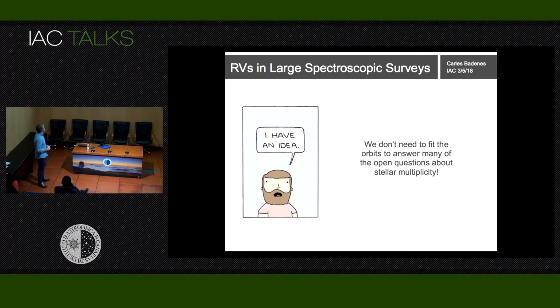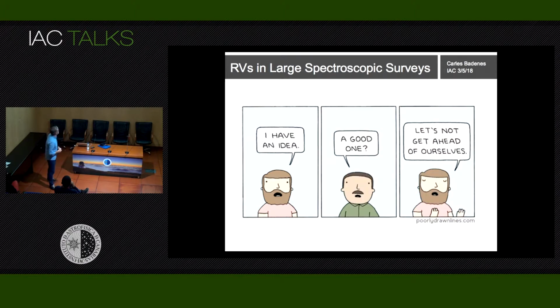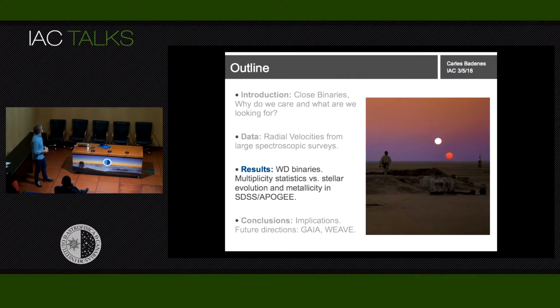And this is where I had an idea. This is me having an idea, and the idea is something that I had in conversations with Dan Maoz in Israel a few years ago. We do not need to fit the orbits to answer many of the open questions about stellar multiplicity. And I'll show you how to do that. Now, is this a good idea? Well, I don't know. Okay. We'll see. So how does this work?